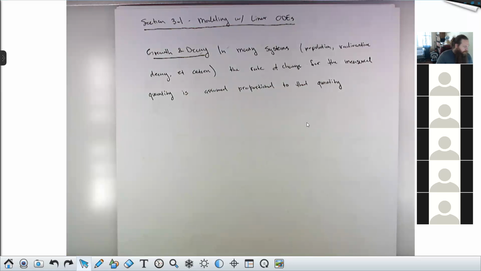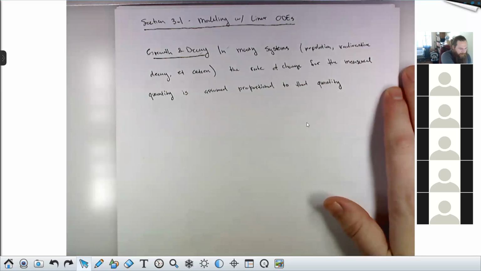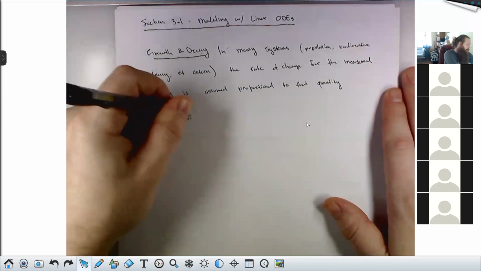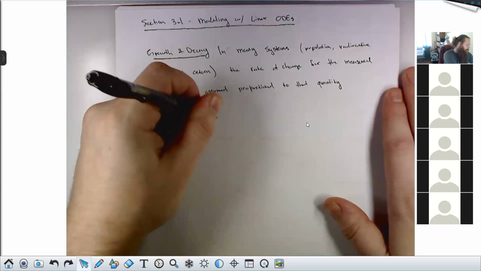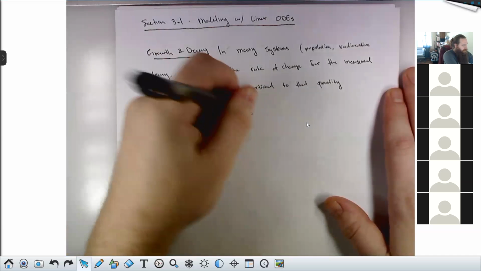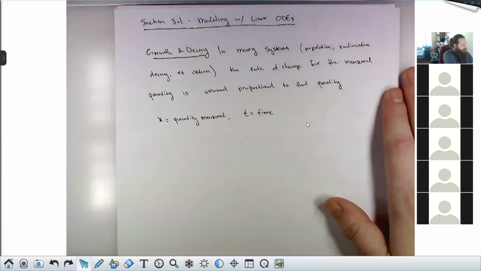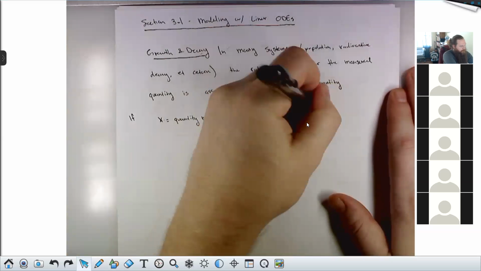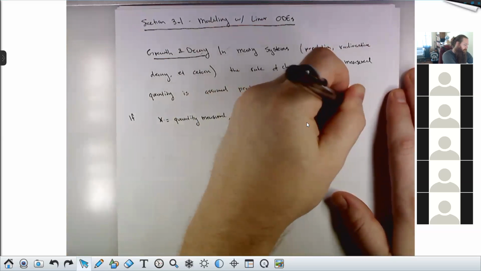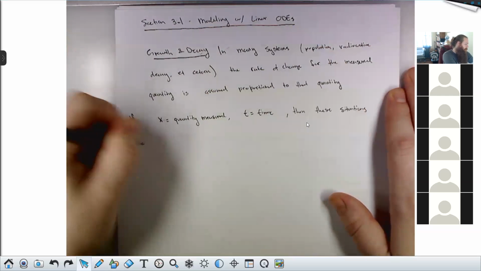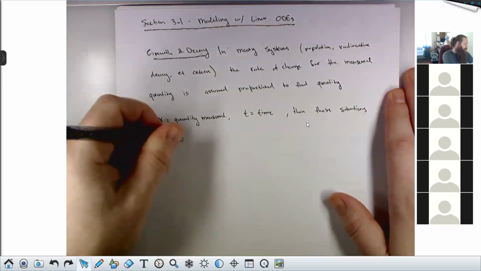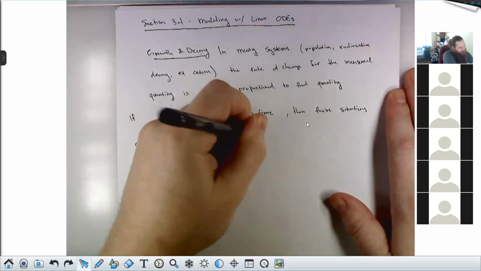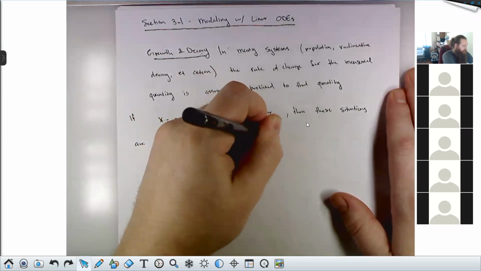So the way we express these usually, they're using variables x and t here. So x is the quantity being measured, and t is understood here to be time. Then these situations are described by dx/dt is equal to some constant k times x.